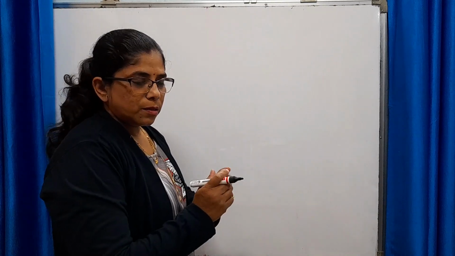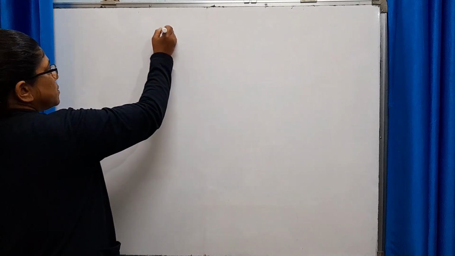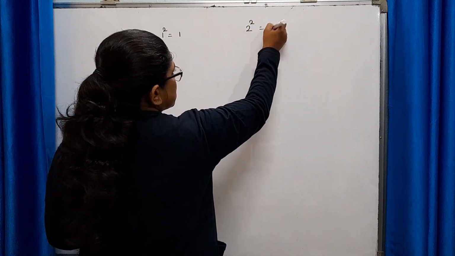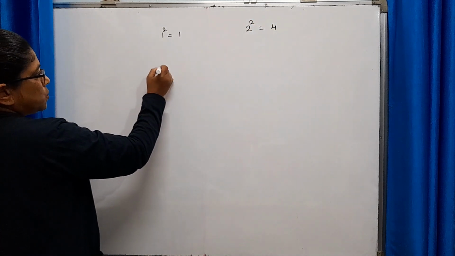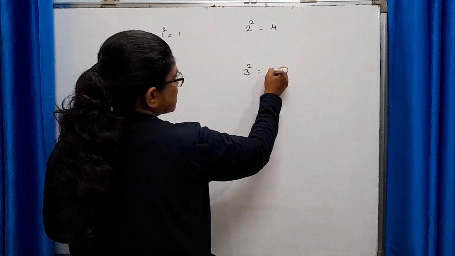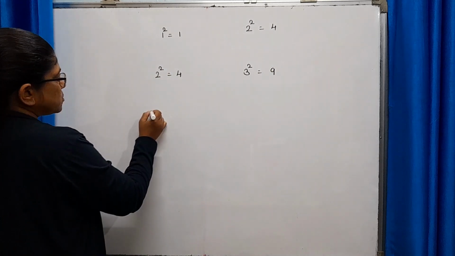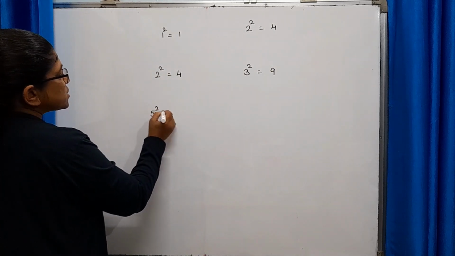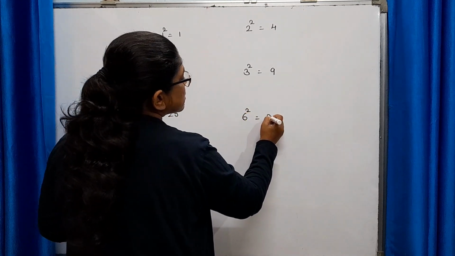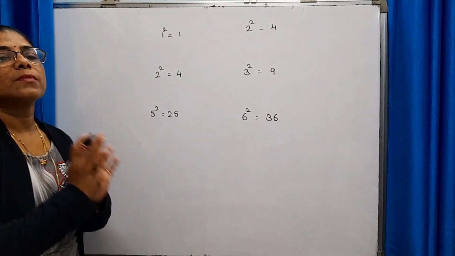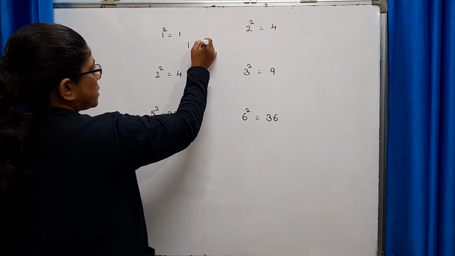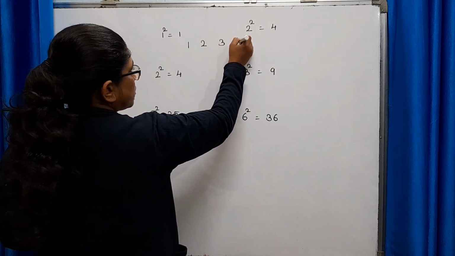Now, the next fact is something like this. 1 square is 1. 2 square is 4. 3 square is 9. 5 square is 25. 6 square is 36. Now 1 square is 1, 2 square is 4.